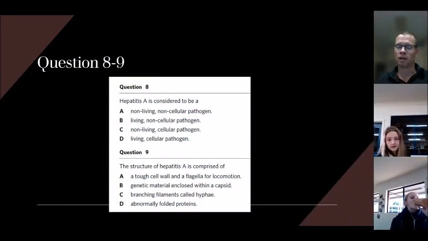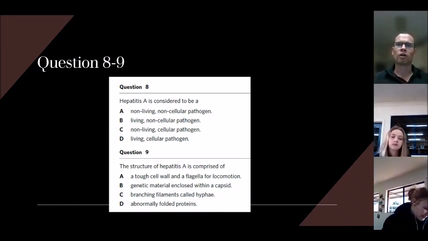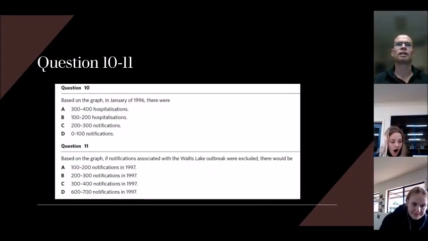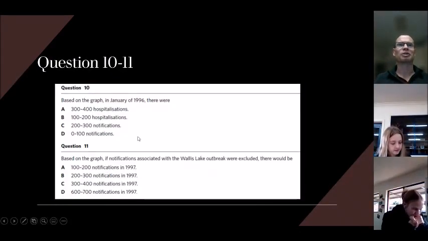No. So that would be like a protozoa that they're talking about there. Genetic material enclosed within a capsid. What's a capsid? It's the protein coat around the genetic material. Yeah, which is what a virus is. So that's B. C, the branching filament's called hyphae. That's fungi, and abnormally folded proteins is prions. So that's that one. I need to bring the graph back up because I can't look at it.